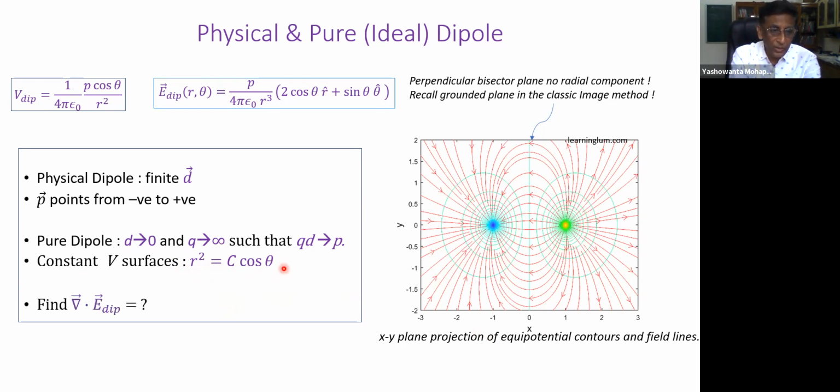Suppose I ask you to find out the divergence of the field due to the dipole. Please try that, and tell me what you conclude. All right, so we can discuss that. So, divergence of the dipole. This is now straightforward. You have the expression, you know how to take divergence in spherical coordinates. You can calculate.